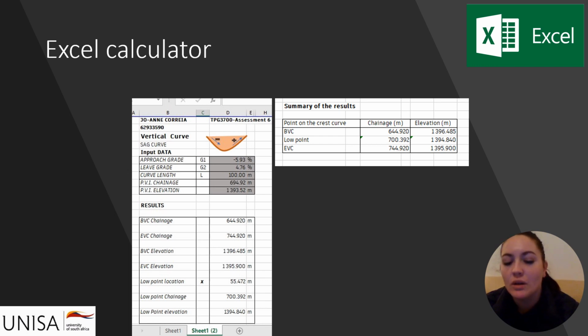The entire calculator can be deemed user-friendly, as there is an illustration to help determine the type of curve as well as the direction of it, so positive or negative. Then there is a highlighted area of the inputs required. This will allow ease of access for any user to insert the data that is required to receive the data that they are looking for.